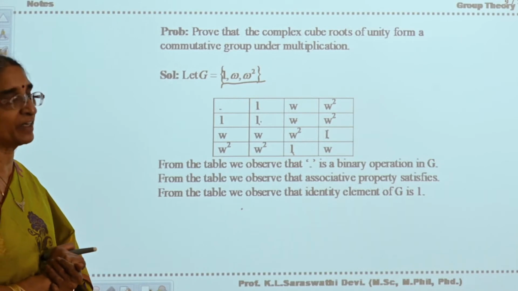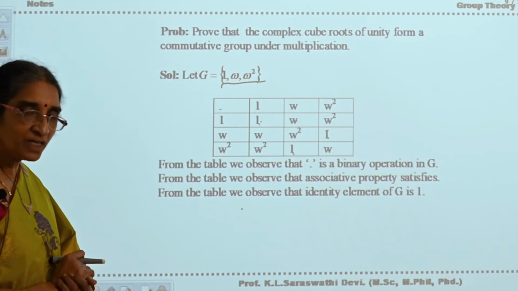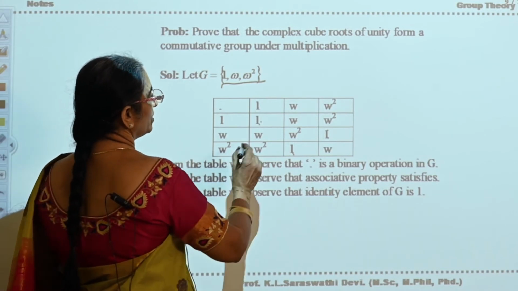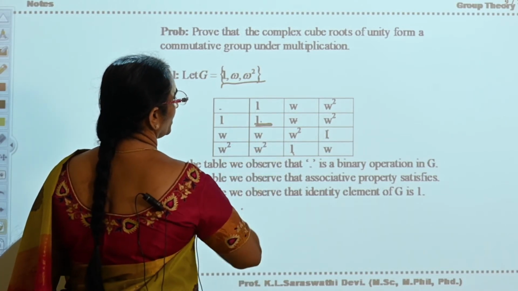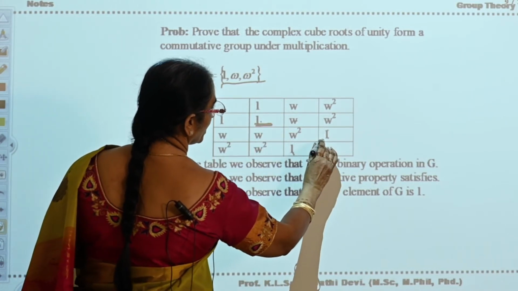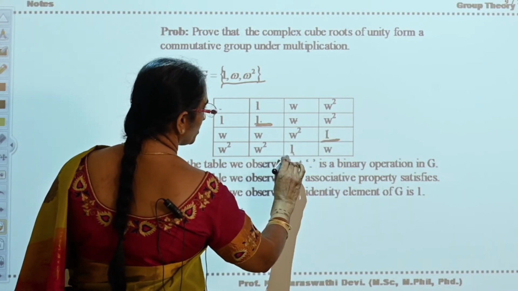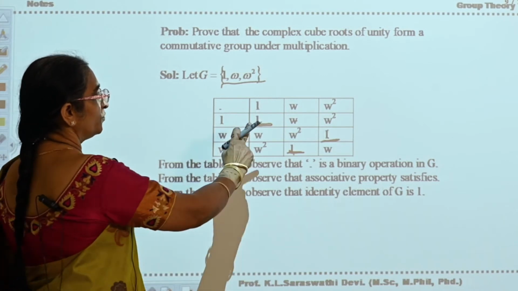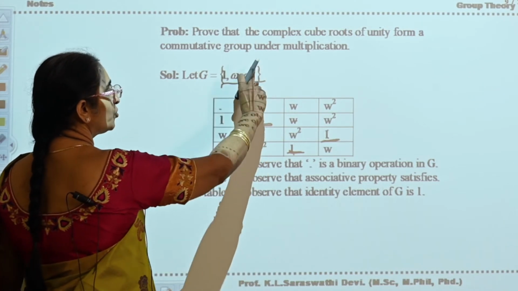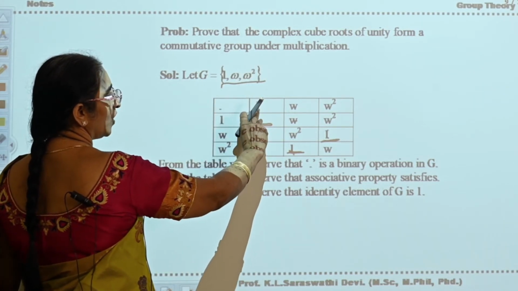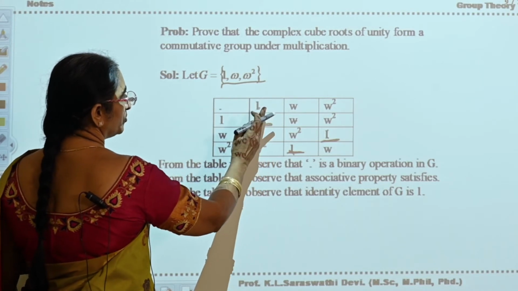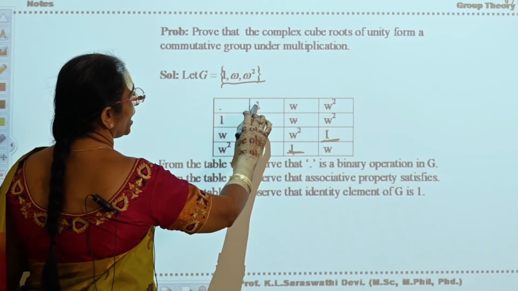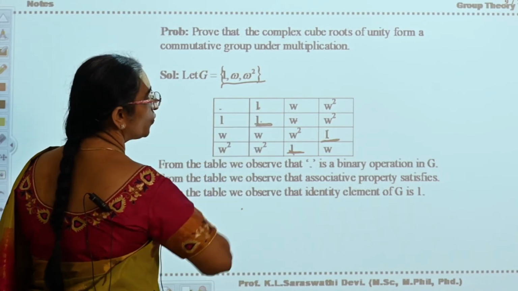Inverse of each element. In order to find out the inverse of each element, observe the first row first. See, the identity element is here. Observe the second row, here is the identity element. Observe the third row, identity element. Then from the identity element, move to the top. The head of the column you will get, this is 1. Move to the left, this is the head of the row. 1 is identity, 1 is inverse to 1.